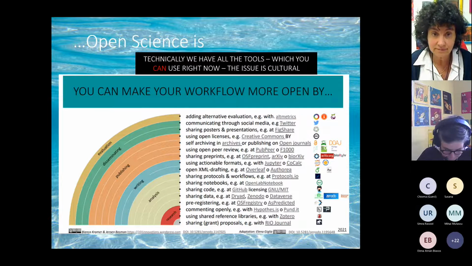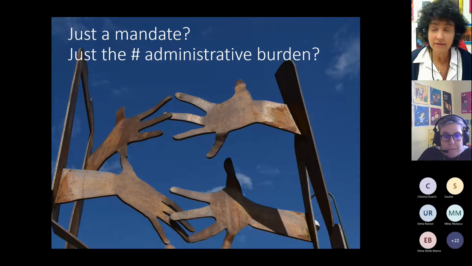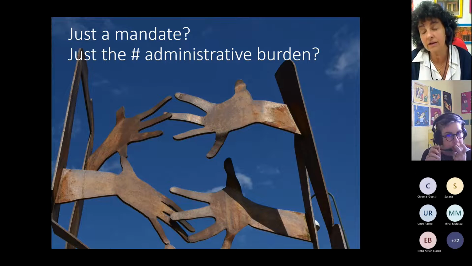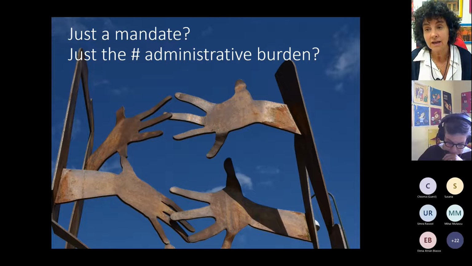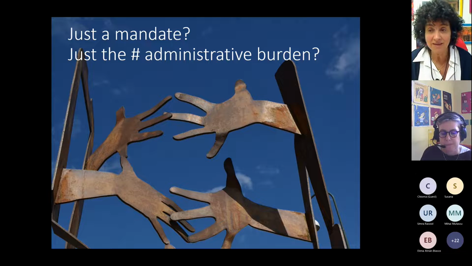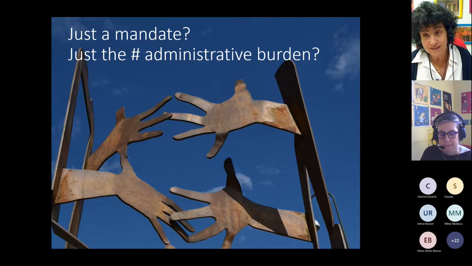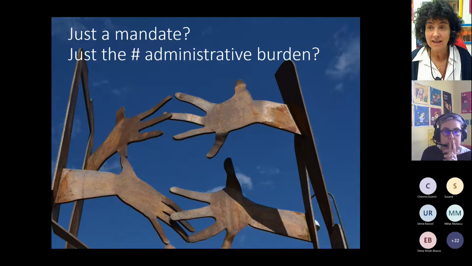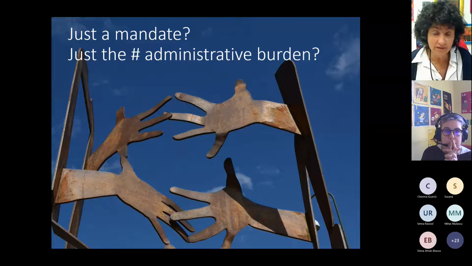That's the point here. Is it just a mandate? Is it just an administrative burden? No, it's not, of course. I would say if you see it just as a mandate, just as an unplanned administrative burden, shame on you. It's a pity for you, because you lose the better part of open science, which is really, I would say, enlightening. It's another way of doing research, much more transparent, much more collaborative.